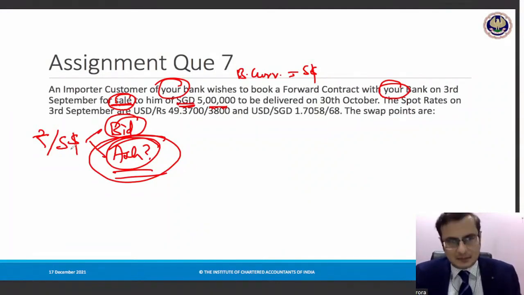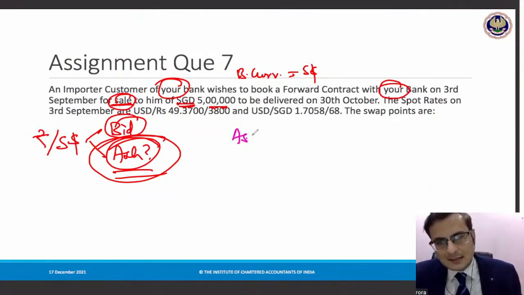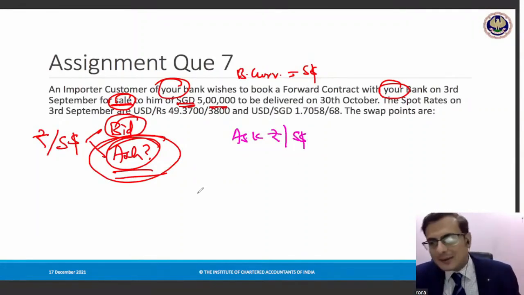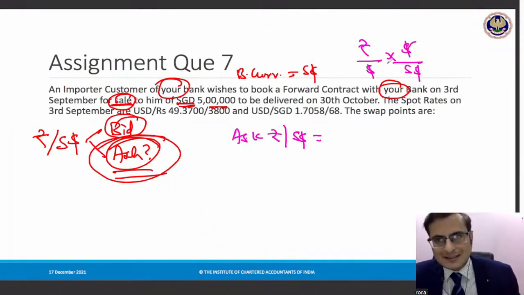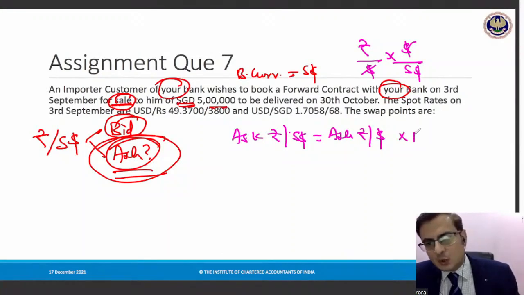What is the rate that we require? We require ask rupee per Singapore dollar. And how can we achieve that? If the rupee is here, below should be a dollar, above should be a dollar, followed by Singapore dollar in the denominator, so that this gets cancelled out and we get this value. So what we need is ask rupee by dollars into ask dollars by Singapore dollars.